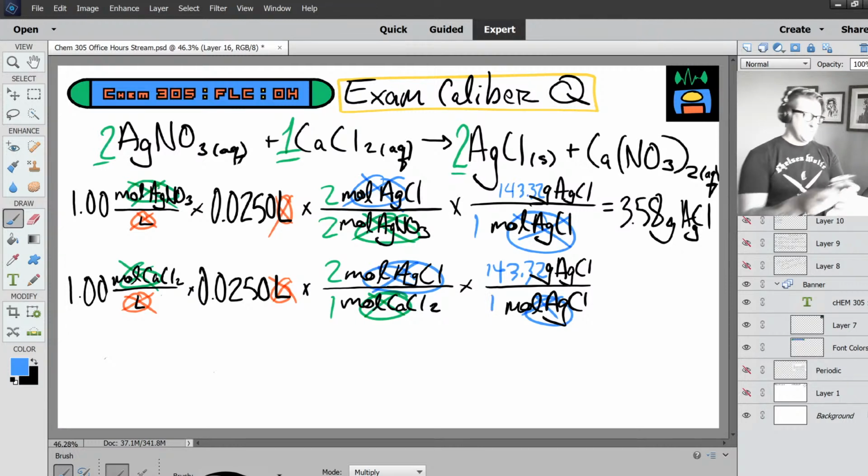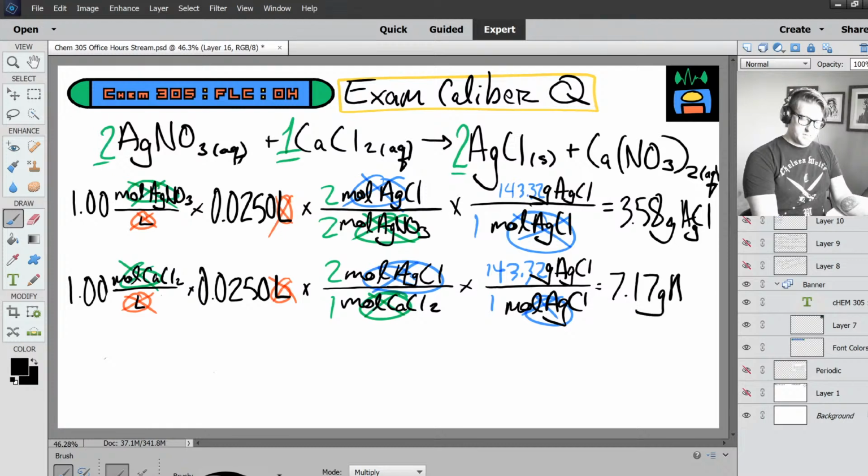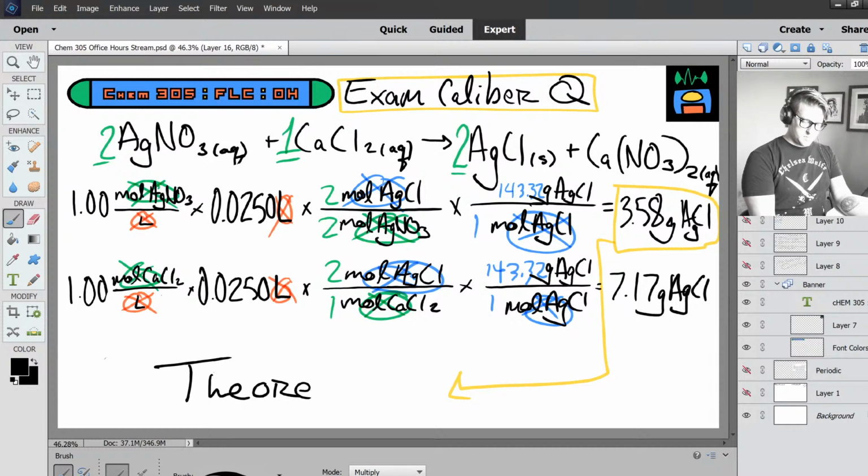And now we crunch our numbers for a second time. So 1 times 0.025 times 2 times 143.32. And this comes out to be 7.17. And as we know, our theoretical yield is the smaller of the two numbers. So that is our theoretical yield.